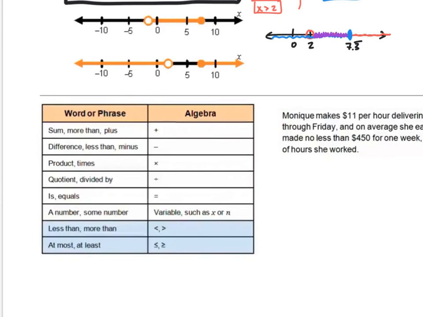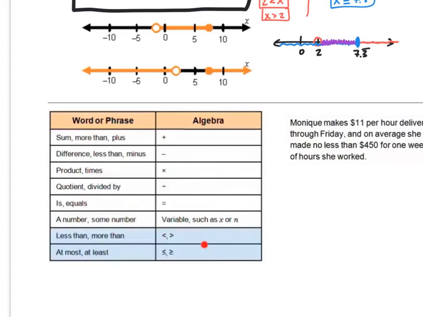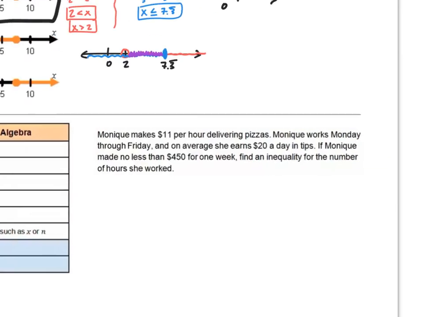All right. There's a table here that shows all the words. Sum, more than, plus means plus, difference, less than, minus, all that kind of stuff. But the one thing I want you to see is and equals. Those mean equal. When you see the words less than, more than, you have just the standard inequality symbols. But if it says at most and at least, then you have to include those equal signs. All right, so we got a couple more questions.